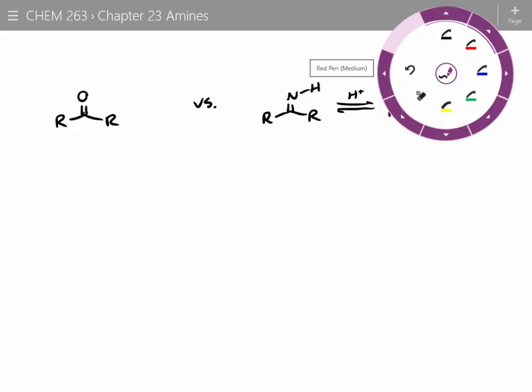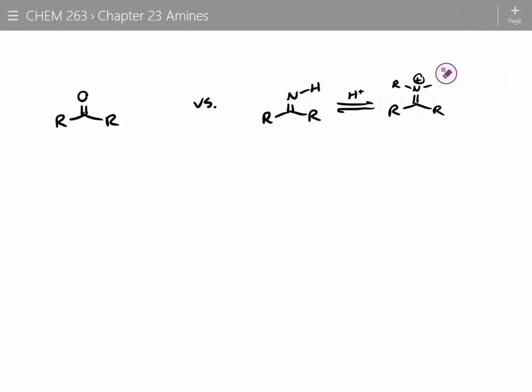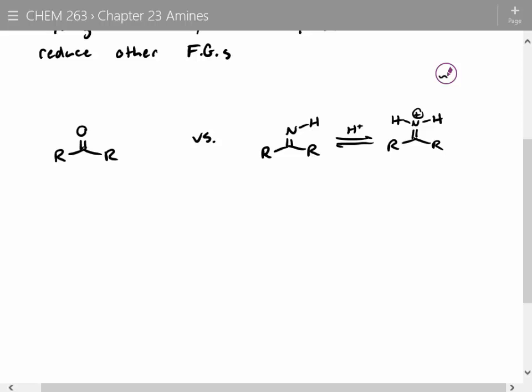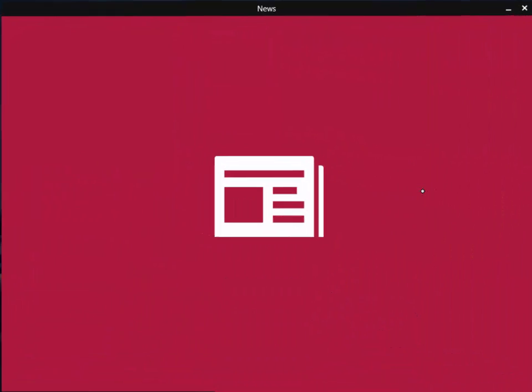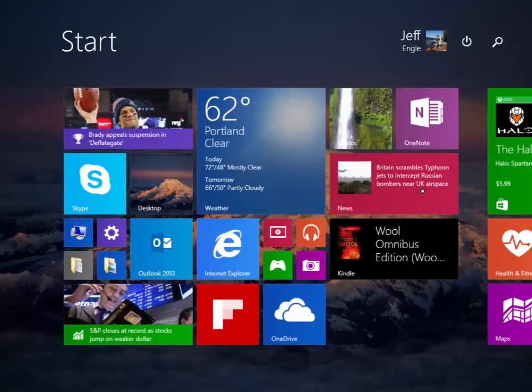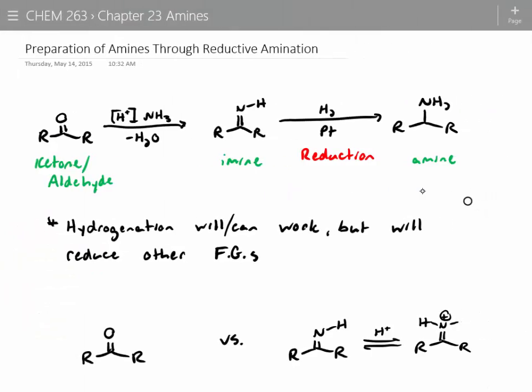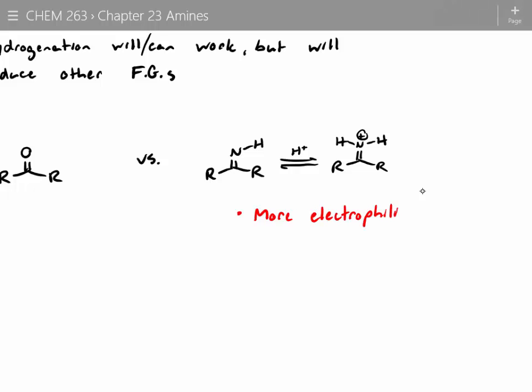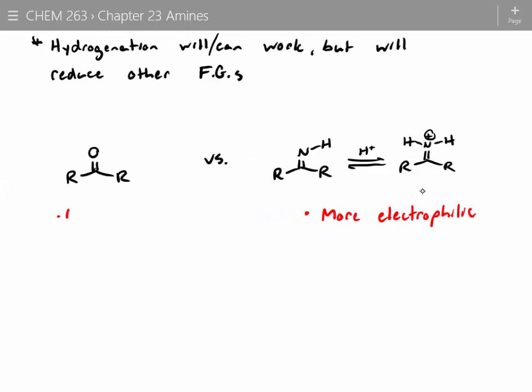Are those supposed to be H's or R's? Oh, yeah, they should be H's. Thank you. So these are more electrophilic. Sorry, guys. This is more electrophilic. The ketone is less electrophilic.